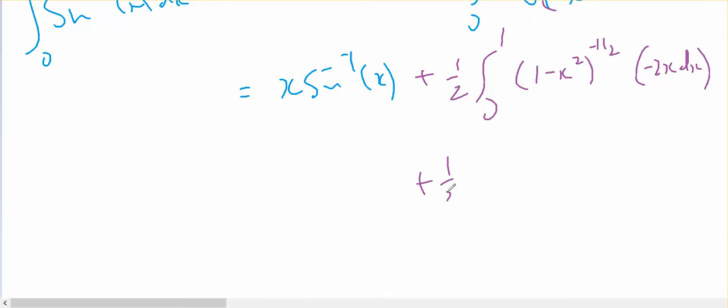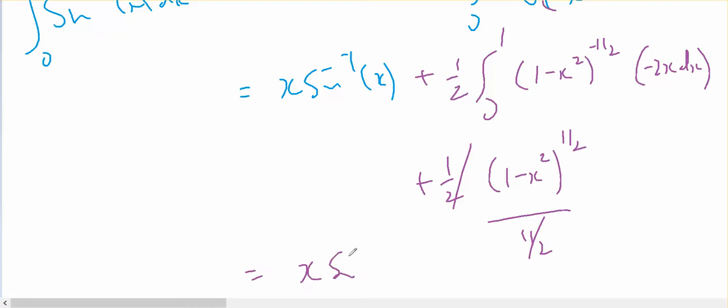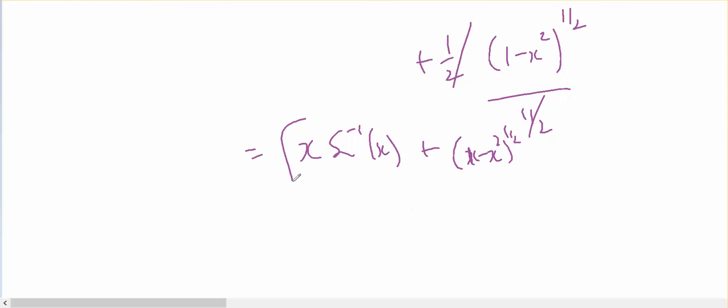It's going to be plus a half of 1 minus x squared to the half divided by a half, and those halves will cancel. So I've got x inverse sine of x plus x 1 minus x squared to the half, all from 0 to 1.